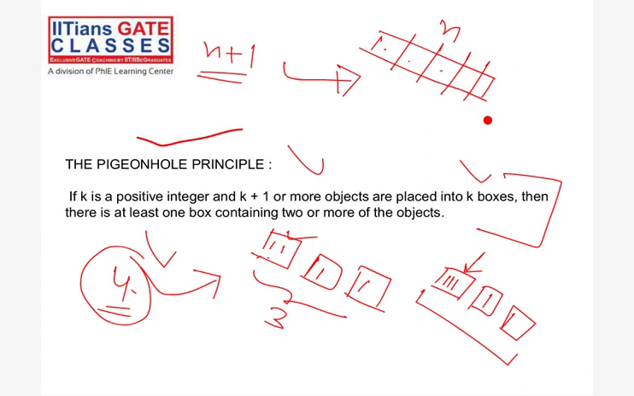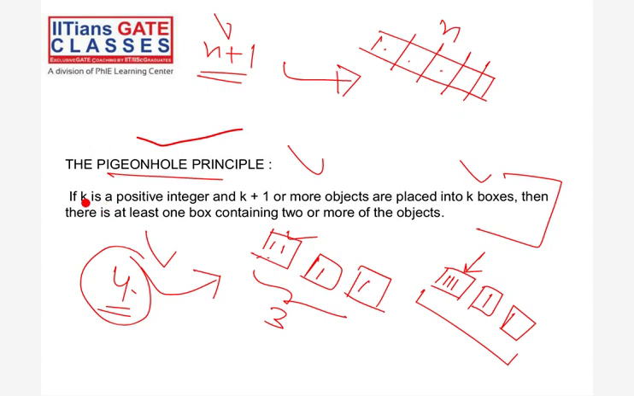they came and now they want to rest in these pigeonholes. Then it is a very intuitive thing that since there are n plus 1 pigeons, at least one hole must contain more than one pigeon, right? So at least one hole must contain 2 or more pigeons. So this is the simple pigeonhole principle.